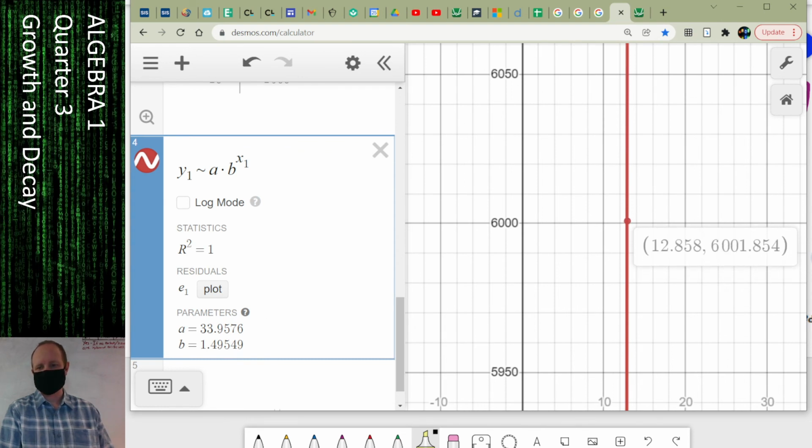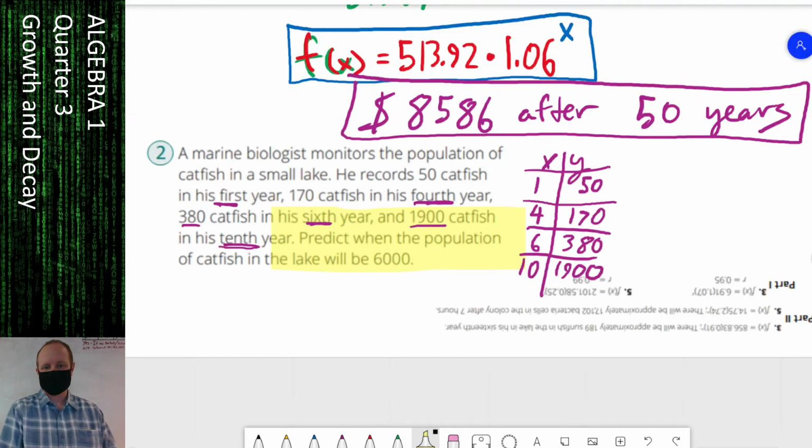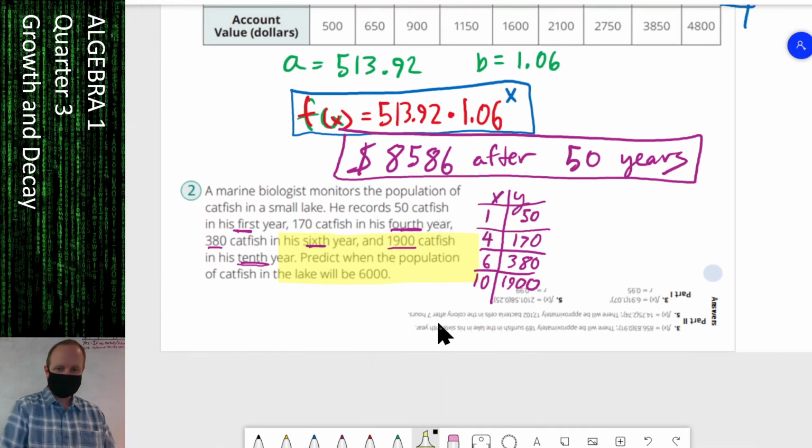And if you get it exactly at 6,000, that's great. If you don't, when we're visually solving this, it's going to be an approximation. And so how many years of the catfish population increasing will it take to get up to 6,000? And that point right there tells you it's somewhere around almost 13. 12.857 is the x value in front of a y value of 6,000. I'm going to round it up to 13. And we've got our answer.